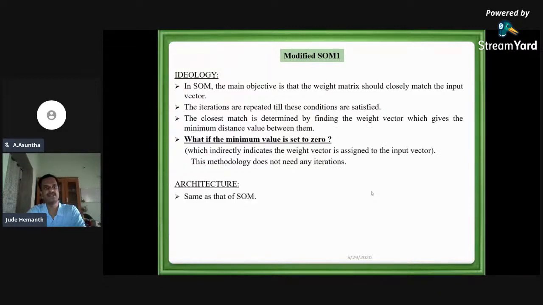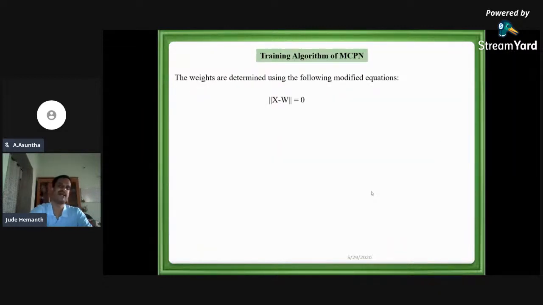Then we can say that Wij minus X or X minus W is equal to 0. If X minus W is equal to 0, what do you mean by that? X is equal to W, right? Instead of going through a mathematical equation to find the value, if I straight away substitute X is equal to W, what will I get from the first equation? D is equal to X minus W. When I substitute X is equal to W, it will automatically become 0.